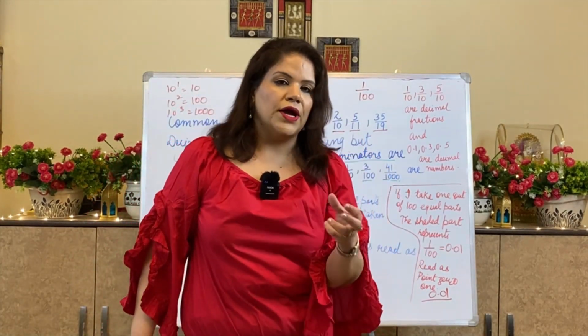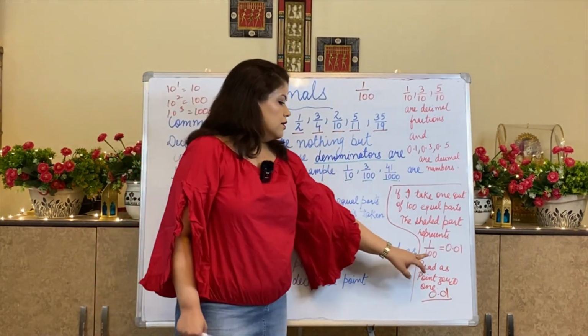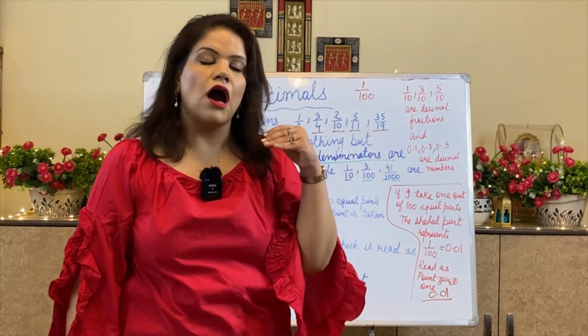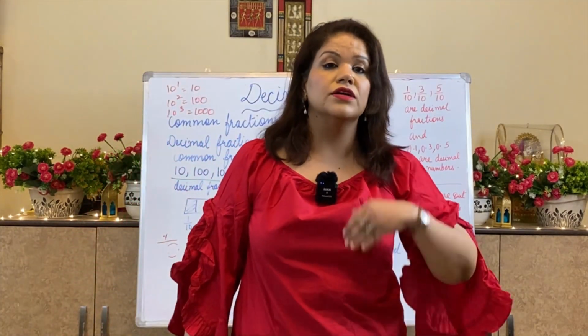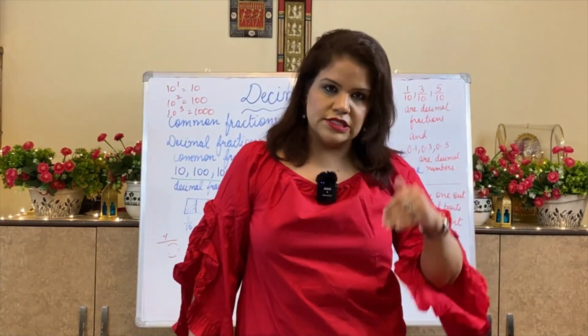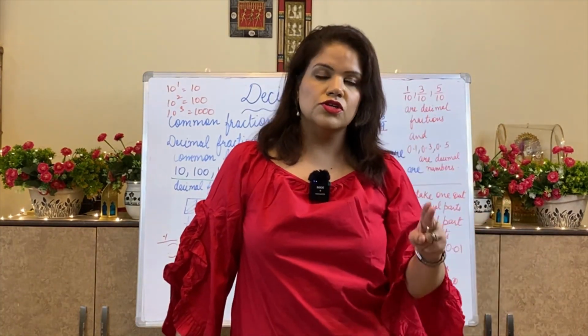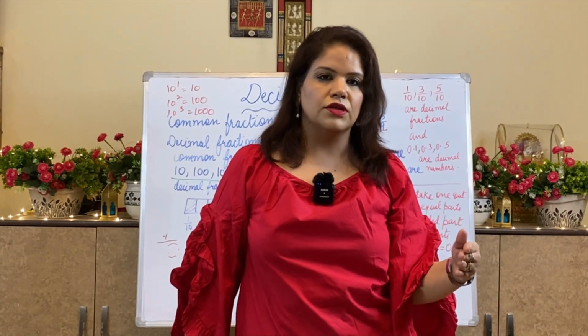The main point of these 10, 100 and 1000 is that the number of zeros tells us how many digits should be there after the decimal. If there is 1 zero, that means one number should be there after the decimal. If there are 2 zeros, that means two numbers should be there after the decimal.